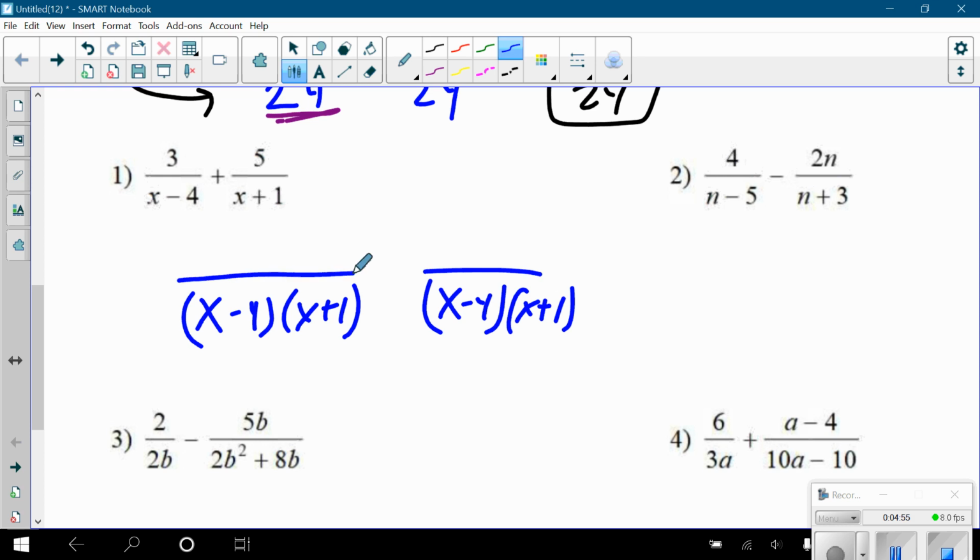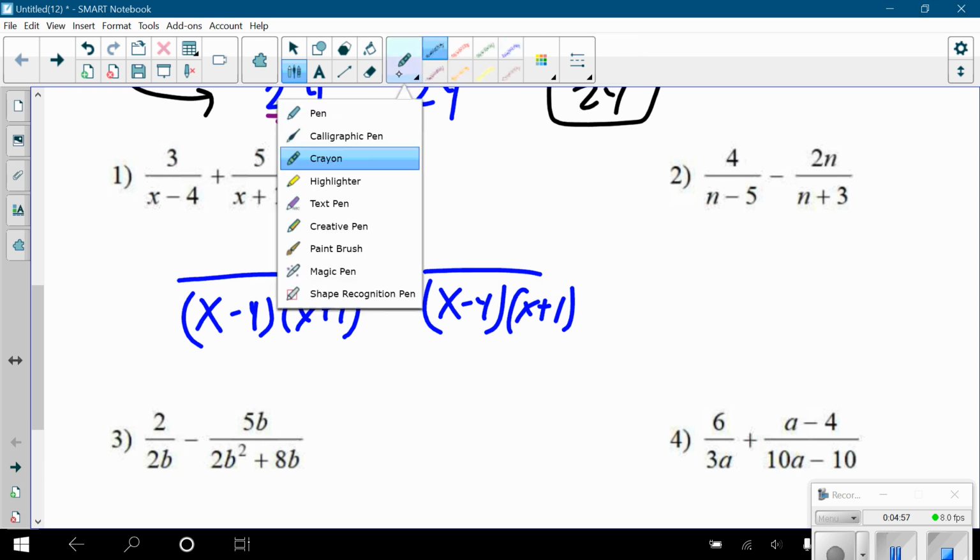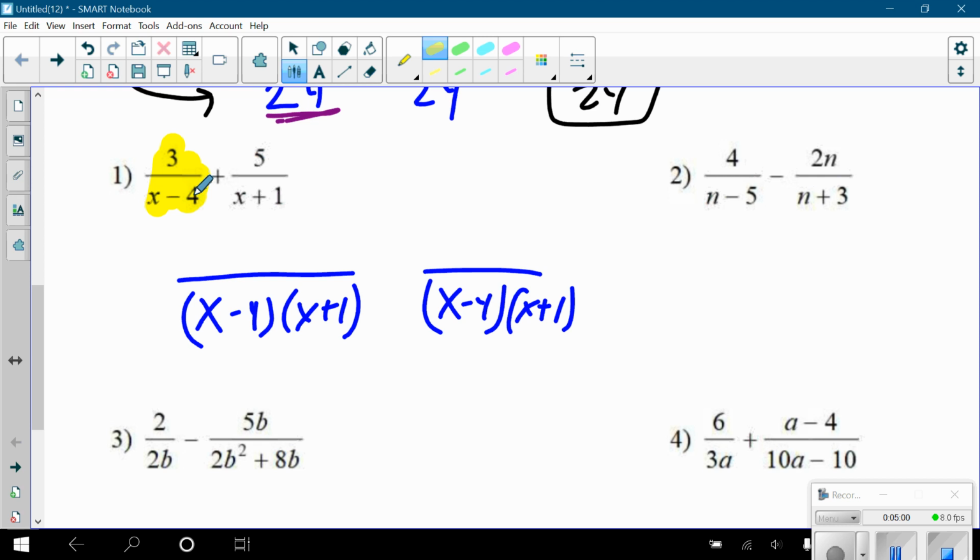Okay. If you take this first fraction and you look at it, I multiplied the denominator by x plus 1. I took the x minus 4 and multiplied by x plus 1. So what am I going to do in the numerator? I'm going to take the numerator and multiply it by x plus 1.